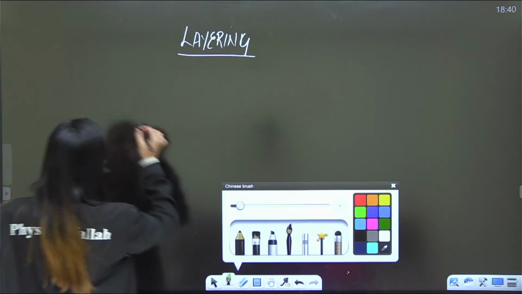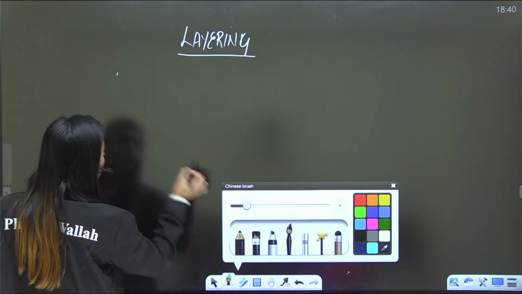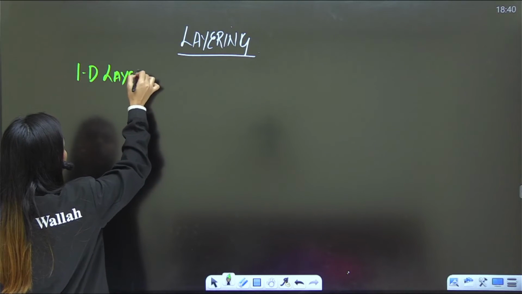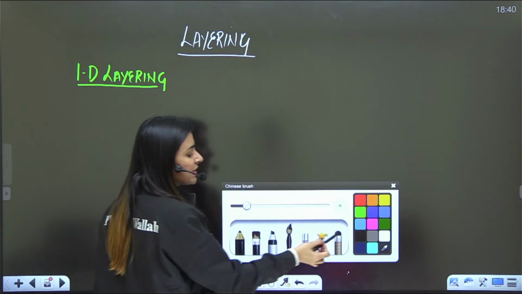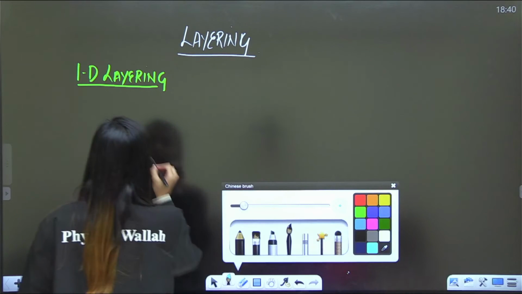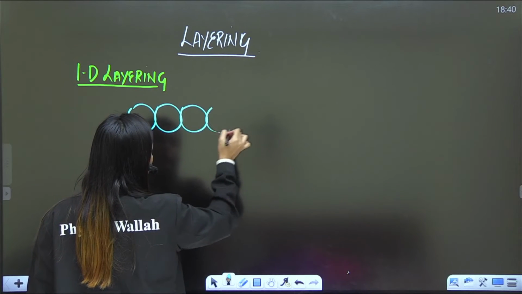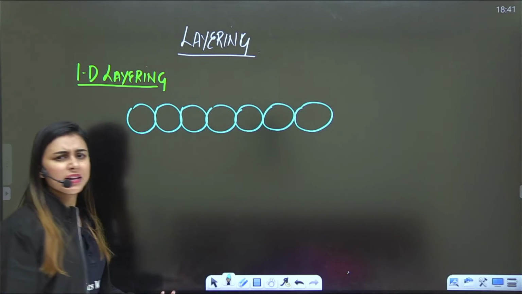So let's talk about layering. The first is your one-dimensional layering. In one-dimensional layering, my dear students, you'll obviously have one axis. Let's say you have one atom here, one atom here, one atom here, one atom here, and so on. And this would be the one-dimensional layering.